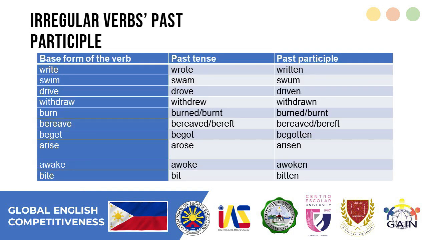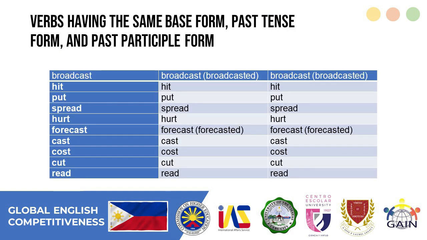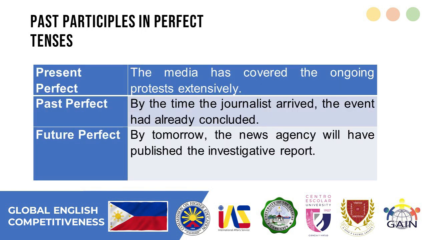Quick tip: some irregular verbs have the same base form, past tense, and past participle. Keep an eye out for those. Now, let's see past participles in action. They are commonly used in perfect tenses to indicate completed actions. Whether it's the present, past, or future, past participles have got you covered.